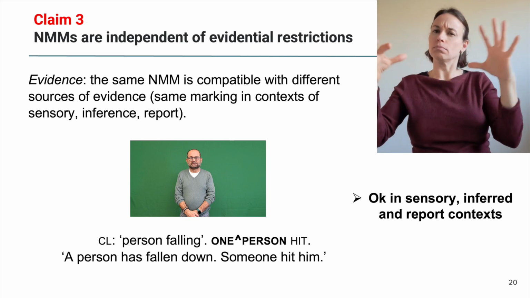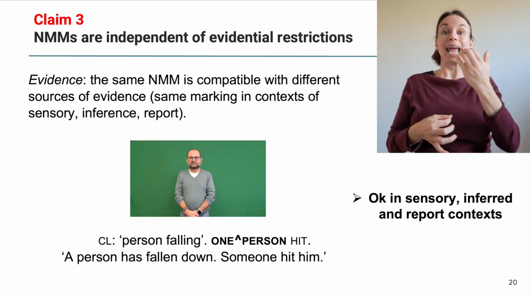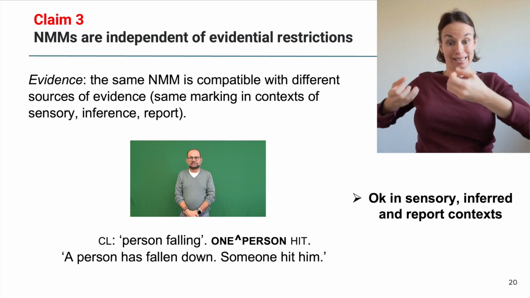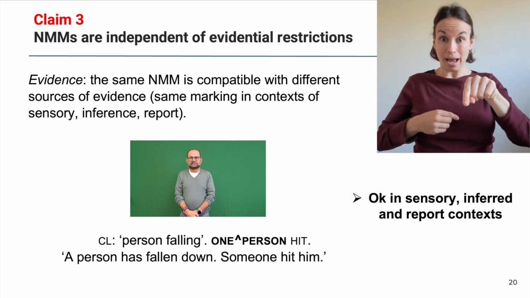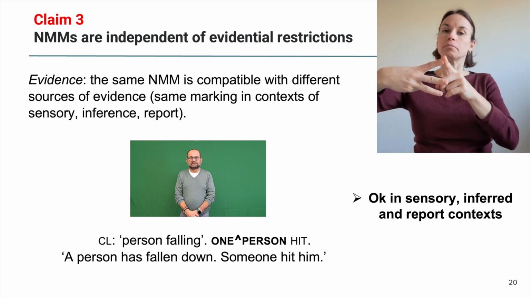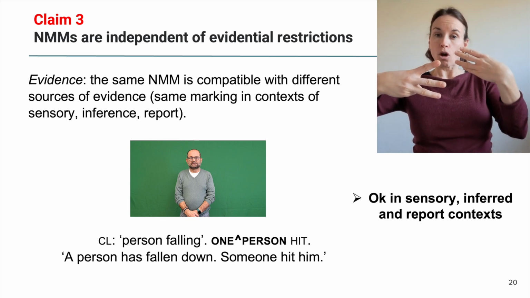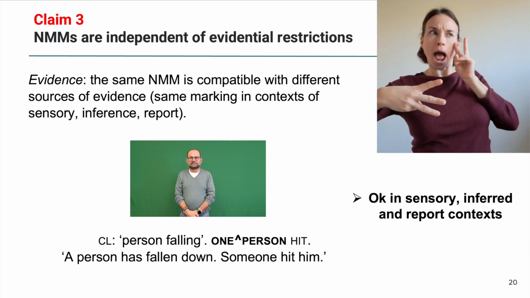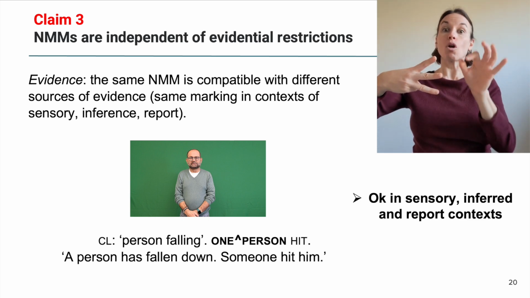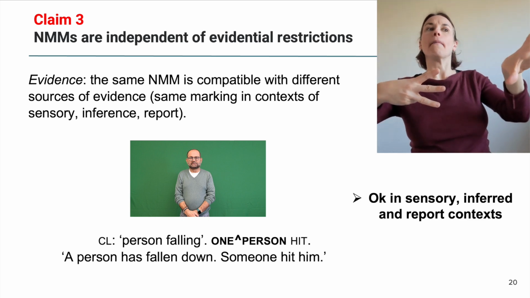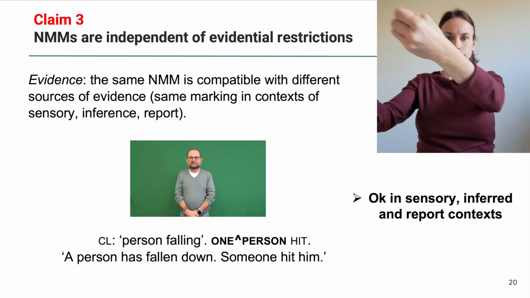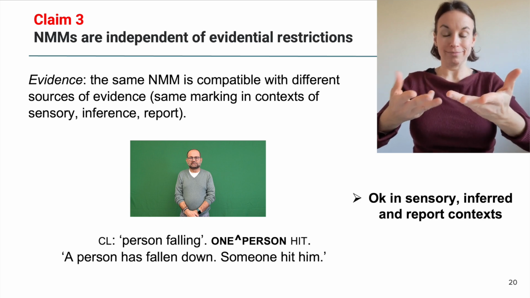Let's see one example of this. In the video you have in the slide that I'm about to play now, we have the sentence, "A person has fallen down, someone hit him." And this production is judged to be compatible with contexts in which the signer has seen the hitting event, with contexts in which the signer infers the hitting event, and with contexts in which the signer has been told that there was a hitting event. So the same non-manuals are compatible with all three scenarios.